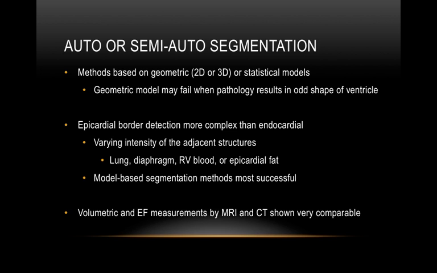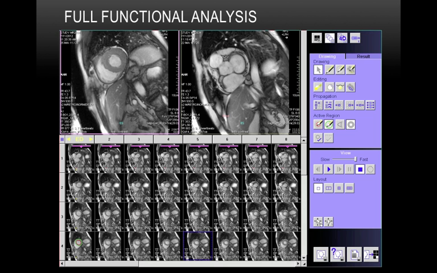The computer has multiple geometric and statistical models that it uses to try to find the edges and identify the endocardial and epicardial border. The epicardial border generally is more complex and more difficult to detect than the endocardial border because of adjacent structures such as lung, RV blood, epicardial fat. And so model-based segmentation methods generally are the most successful. The other thing to keep in mind is that CT data is shown to be very comparable to MR with respect to volumetric and EF measurements.